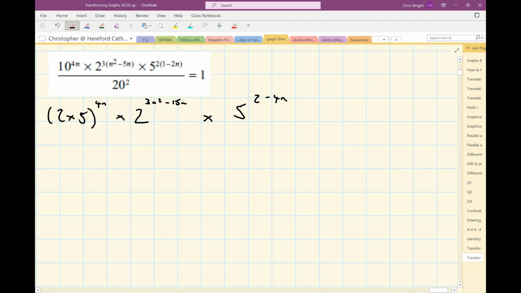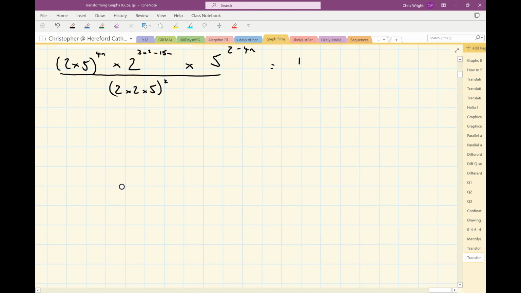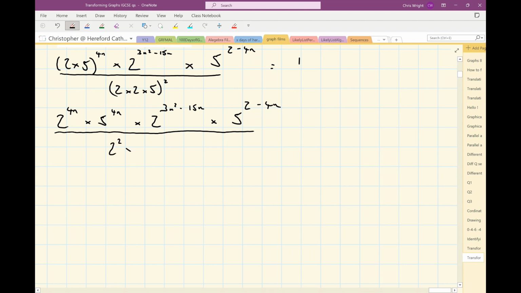And that is all being divided by 20. What's 20? 2 times 2 times 5 squared. And we know that that equals 1. All right. So 2 times 5 to the power of 4n is going to be 2 to the power of 4n times 5 to the power of 4n. And then I'm multiplying by 2 to the power of 3n squared minus 15n times 5 to the power of 2 minus 4n. And that's all divided by, let's have a look, 2 squared times 2 squared times 5 squared.